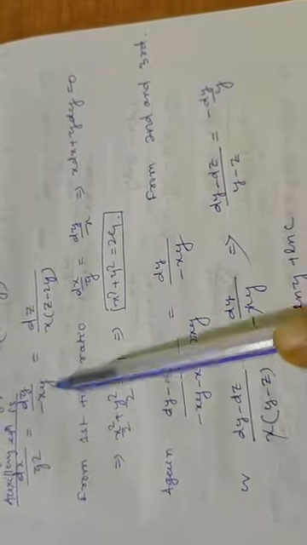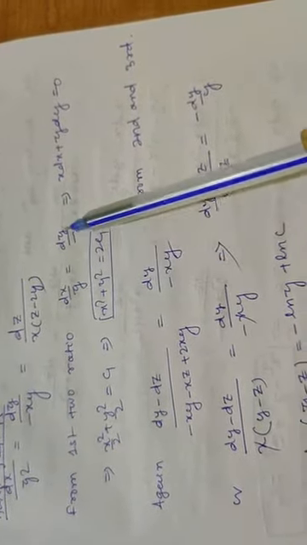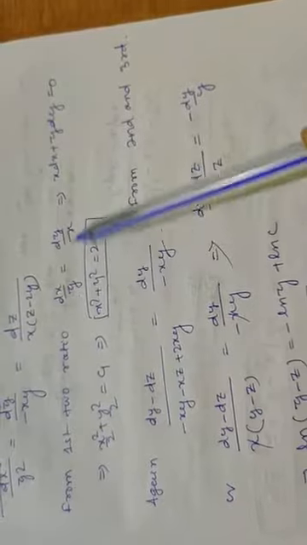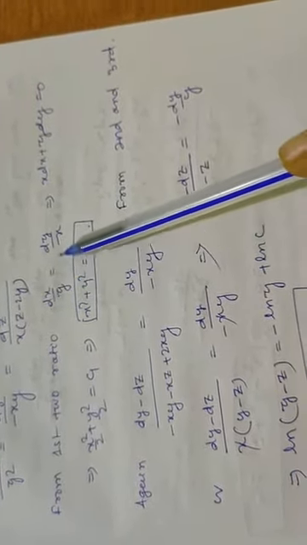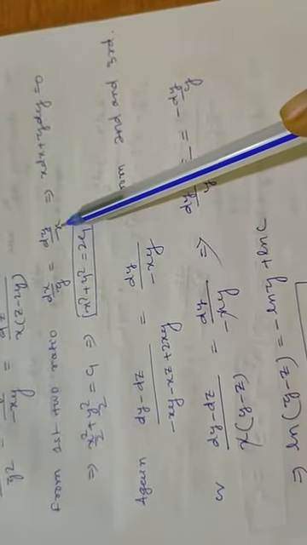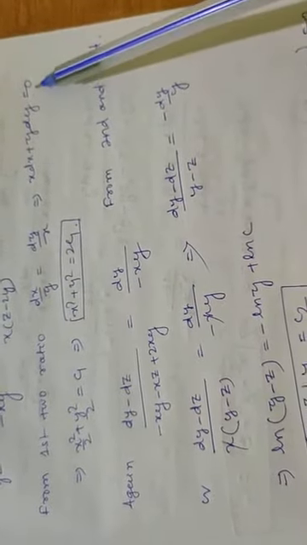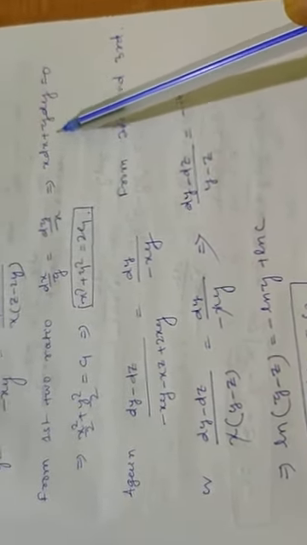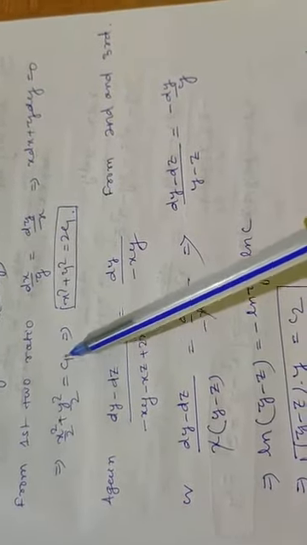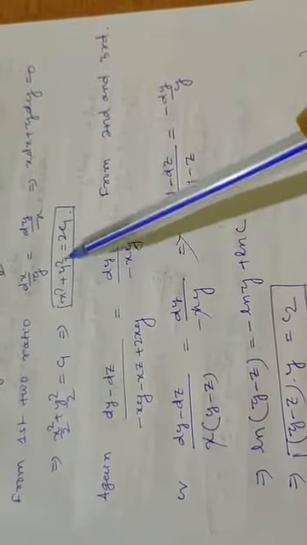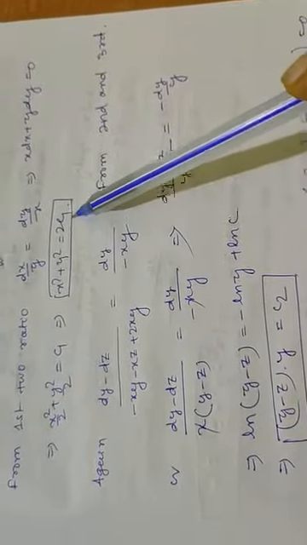From the first two ratios, we can write dx by y square is equal to dy by minus xy. y is cancelled out from the denominator and it becomes dx by y is equal to minus dy by x, or it can be written as x dx plus y dy is equal to 0, which on integration gives us (x square plus y square) by 2 is equal to c1. 2 is multiplied and it becomes x square plus y square is equal to c1. This is the first relation we obtained from the auxiliary equation.